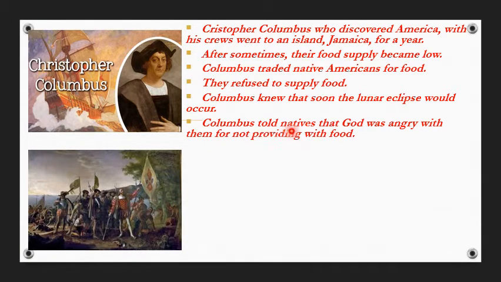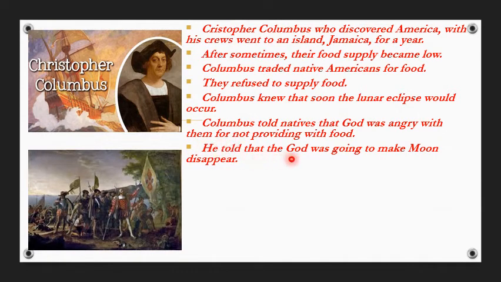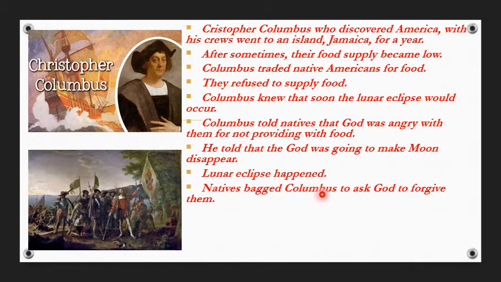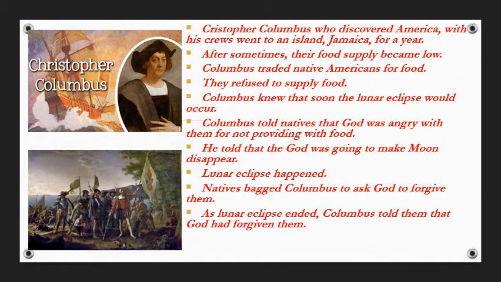Initially the Native Americans did not believe it, but what happens? Christopher Columbus told the Native Americans that God was going to make their moon disappear, because he knew that a lunar eclipse was going to happen. Afterwards, the lunar eclipse happened. And what happens in a lunar eclipse? The moon disappears. So Native Americans begged Columbus to ask God to forgive them. They thought that Christopher Columbus was right and God was punishing them by snatching their moon.